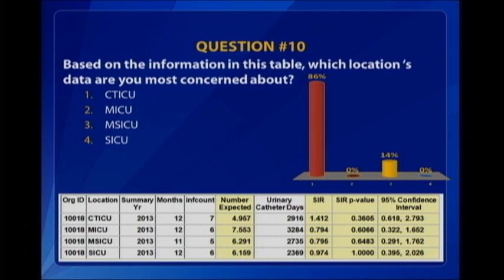Okay, so 86% of you said the cardiothoracic ICU and 14% said the med-surg ICU. Is that right? Yeah, the med-surg ICU. So what did I say? Well, I said the cardiothoracic ICU. Truth be told, you might actually be concerned about all of them. Even though you have SIRs that are below 1, you may be saying, it's not quite good enough. I thought they should be lower given the prevention efforts that we've been implementing in our hospital.